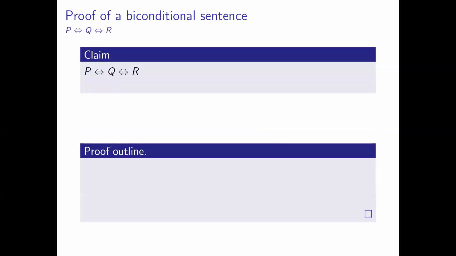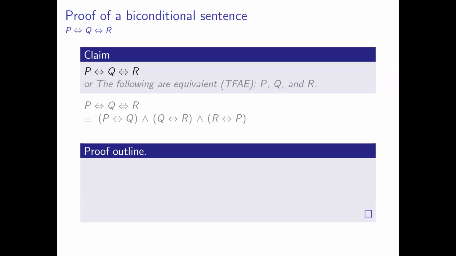The statement P if and only if Q if and only if R is a short way of writing the conjunction P if and only if Q, and Q if and only if R, and R if and only if P. You will also frequently see this written as the statement, the following are equivalent: condition P, condition Q, and condition R. It can be shown that this statement is equivalent to the conjunction P implies Q, and Q implies R, and R implies P. The proof is left as an exercise.